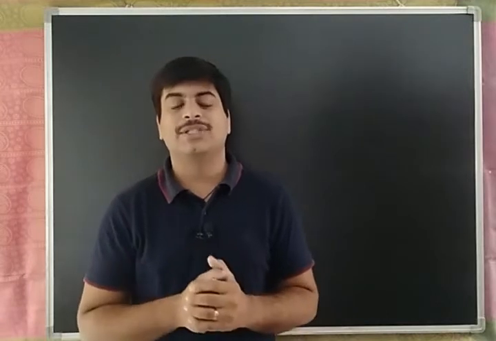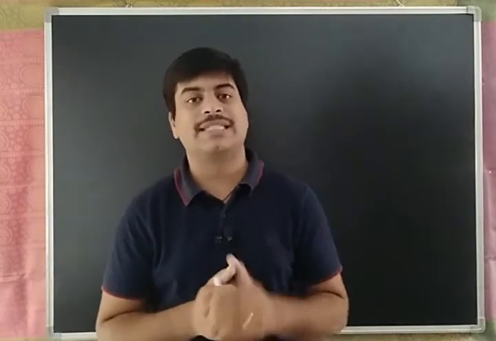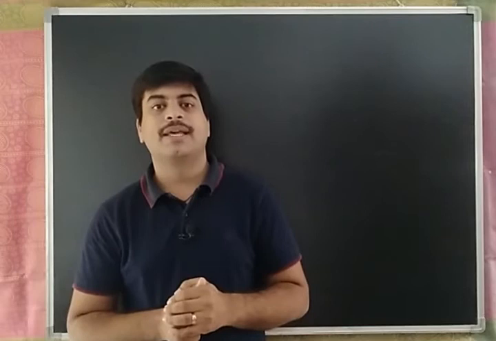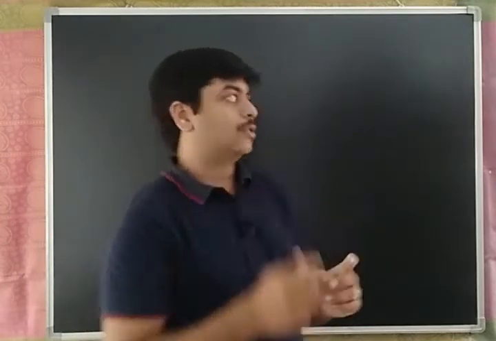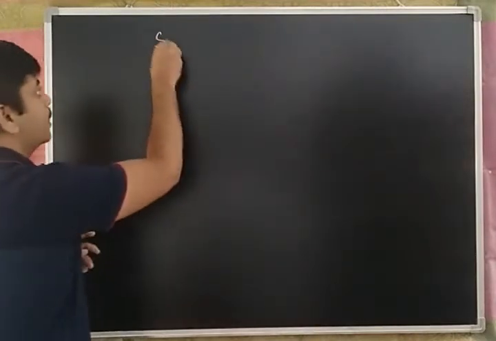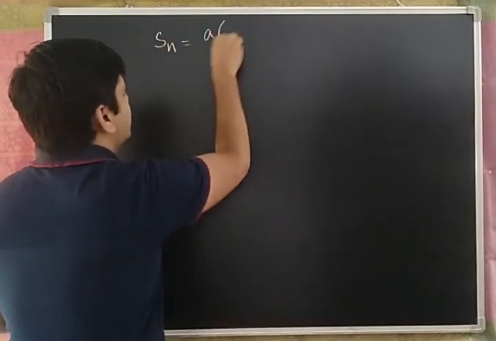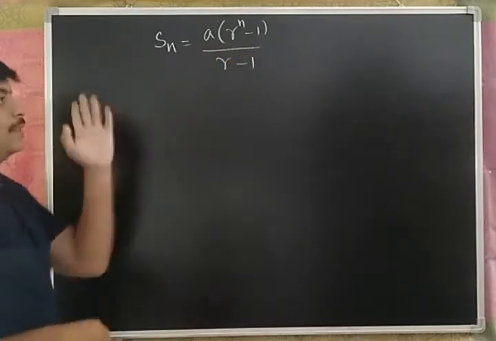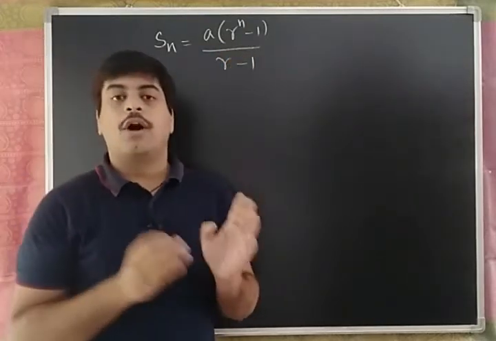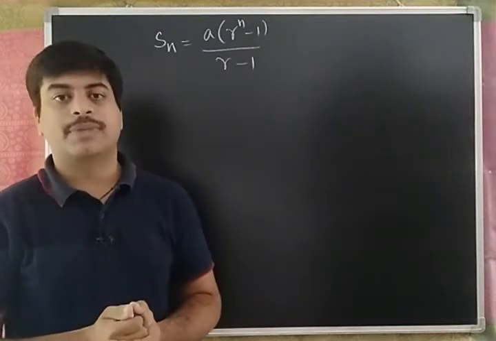So in the previous lectures, after arithmetic progression, we started what is geometric progression, and we also derived a formula for sum to n terms. So what is the formula for sum to n terms? If you remember, Sn is equal to a into r power n minus 1 by r minus 1. So what is a? A is the first term, and what is r? R is the common ratio of that geometric progression.